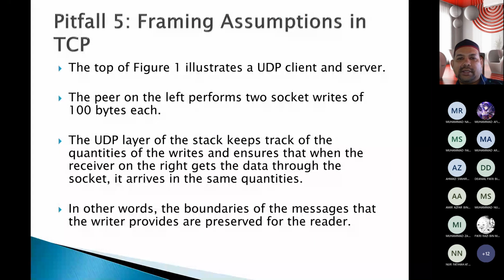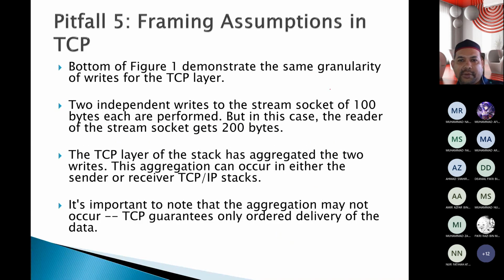Okay, the top of figure 1 illustrated UDP. Semua figure 1 kan ni? Oh lah, figure 5 lah kan. Illustrated UDP client and server. The peer on the left performs two socket writes of 100 bytes each. Faham dah? Ini kita faham. Okay, dia maksud the same regularity dekat TCP layer, betul. So, but in this case, dia get 200 bytes kan. Tak tahu kenapa. TCP is the state as aggregated the two writes. This aggregation can occur in either the sender or receiver. Okay, it's important to note that the aggregation may not occur. TCP guarantees only ordered delivery of the data.